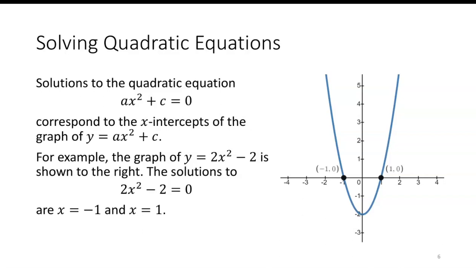So solutions to the quadratic equation ax squared plus c equals 0 correspond to the x-intercepts of y equals ax squared plus c. For example, the graph you see on the screen is for y equals 2x squared minus 2. So the solutions to the equation 2x squared minus 2 equals 0 are going to be the x-intercepts, which are at x equals negative 1 and x equals positive 1.